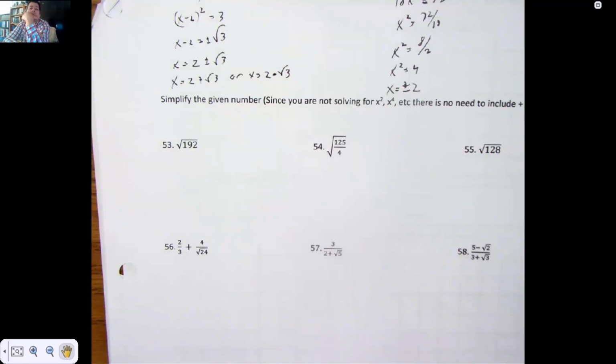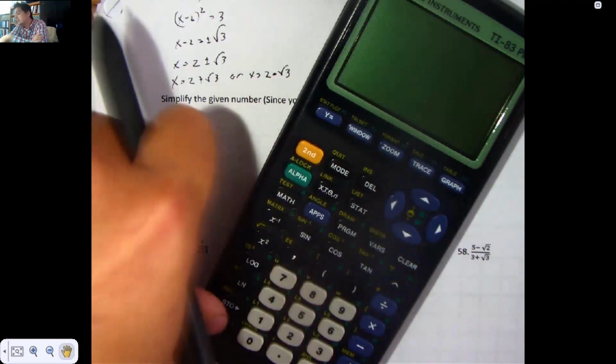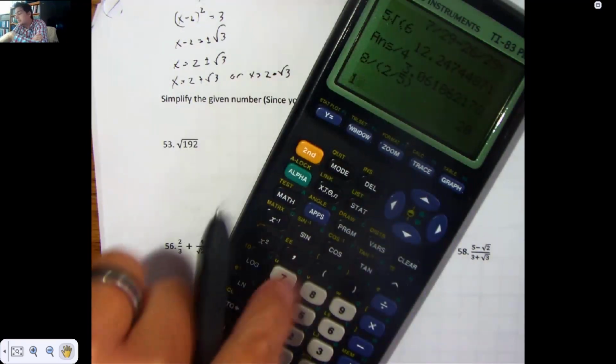53. Simplify the given number. Since you're not solving for x squared or whatever, there's no need for a plus or minus symbol. You're just doing radical simplification, that's it. To get to 192, it's probably divisible by 16. It's probably divisible by something more than 16, but 16 is a good place to start. I'm just pulling up a calculator to show you.